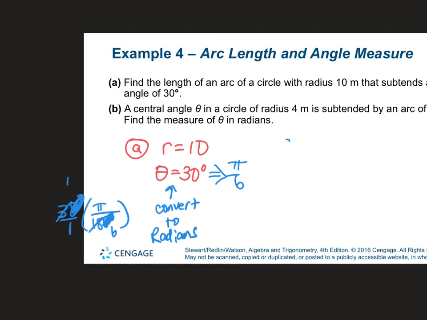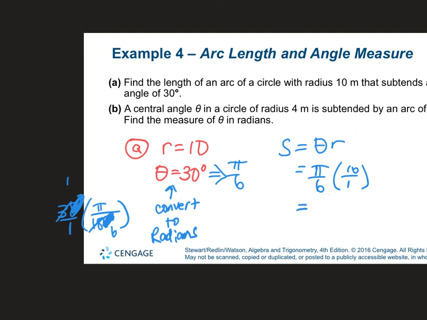So if you have the formula S equals theta times R, okay, guys, what is theta? What is theta? Pi over 6, great. Theta is pi over 6. I'm going to times that by my radius, which is what? 10. Perfect. Keep your answer in terms of pi. I don't want decimals right now. Just keep it in terms of pi.